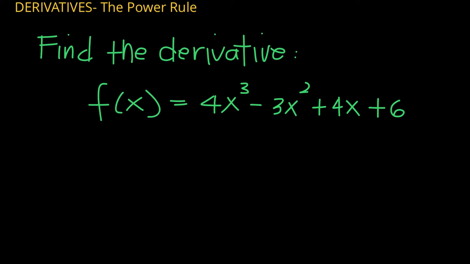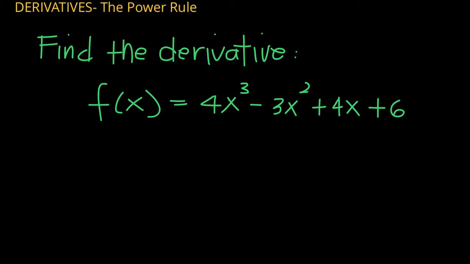Hi, in this video, I'm going to teach you how to apply the power rule in finding derivatives. The power rule is the most basic rule that we use when finding the derivative of a function. For instance, if we want to find the derivative of the given function, f of x is equal to 4x cubed minus 3x squared plus 4x plus 6, which is a polynomial function, you can easily get the derivative of this by using the power rule.